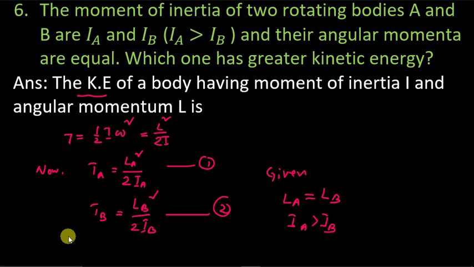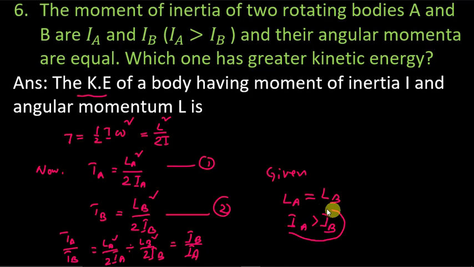Now look at equations 1 and 2. Now divide equation 1 by 2. What do we get? LA square by 2IA divided by LB square by 2IB. So it is IB by IA. Since IA is greater than IB, this is less than 1. Hence, the kinetic energy of body B is greater than the kinetic energy of body A.